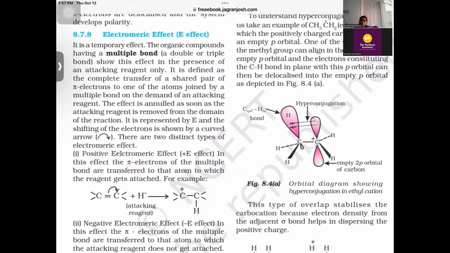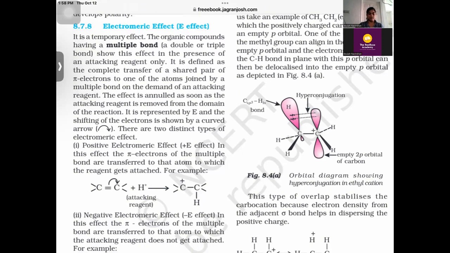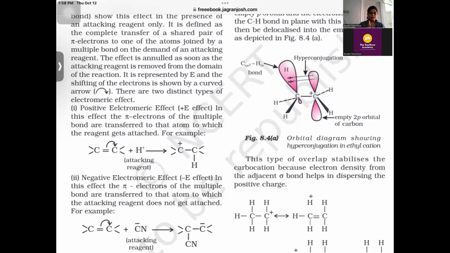So it is defined as the complete transfer of a pair of electrons, pi electrons. That is very important. To one of the atoms joined by a multiple bond, on the demand of an attacking reagent. Why is it on the demand of an attacking reagent? Whether it is a nucleophile or electrophile, we don't know, right? So on the demand of that, the pair of electrons is completely transferred to that particular atom. Got it? This effect is annulled as soon as the attacking reagent is removed from the domain of the reaction. That is also very important.